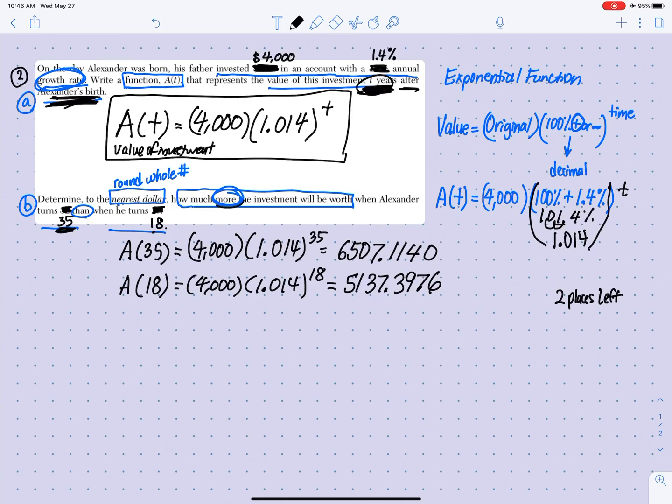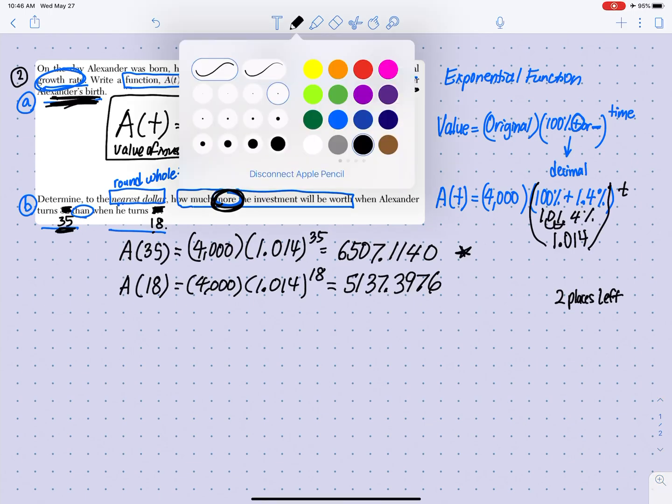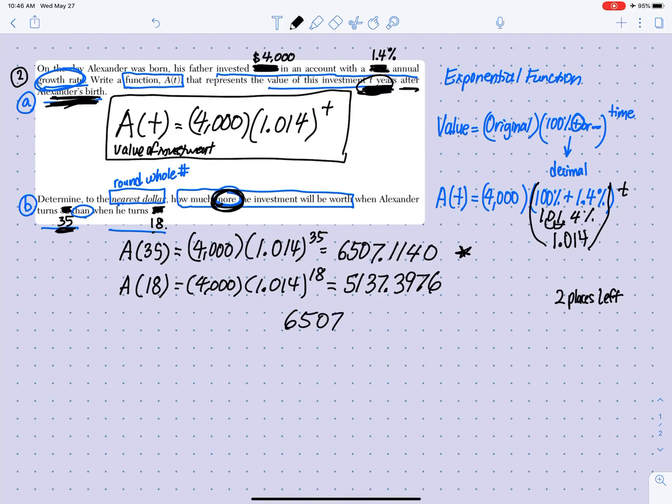So right now it says how much more. Well, it's obvious this one is more, but we want to know how much more. So what we're going to do is subtract. 6507.1140 minus 5137.3976. And I'm going to plug this in the calculator exactly as I see it. And when we do that, we get 1,369.7164.